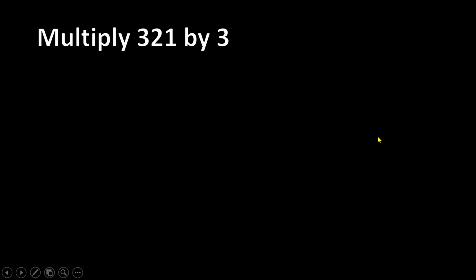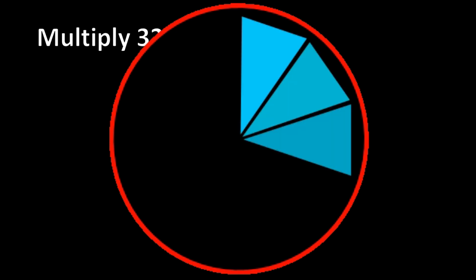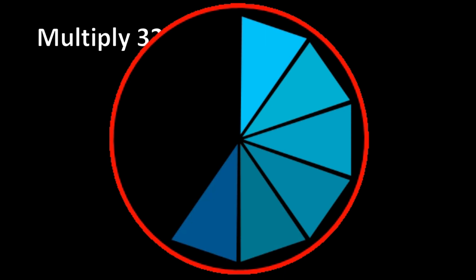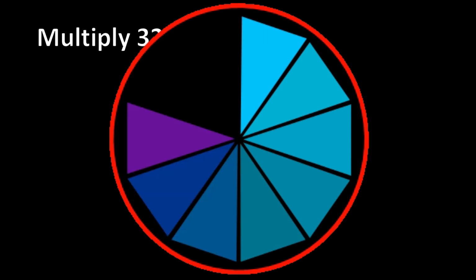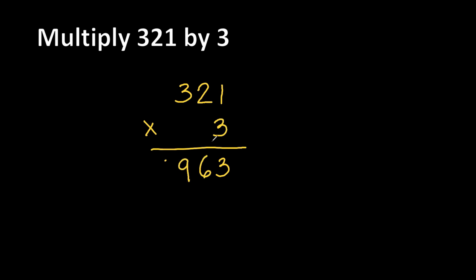Multiply 321 by 3. 321 times 3 is 3 times 1, 3, 3 times 2, 6, 3 times 3, 9. The answer is 963.